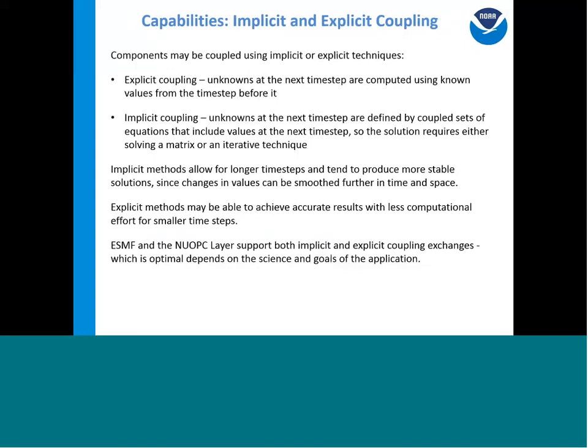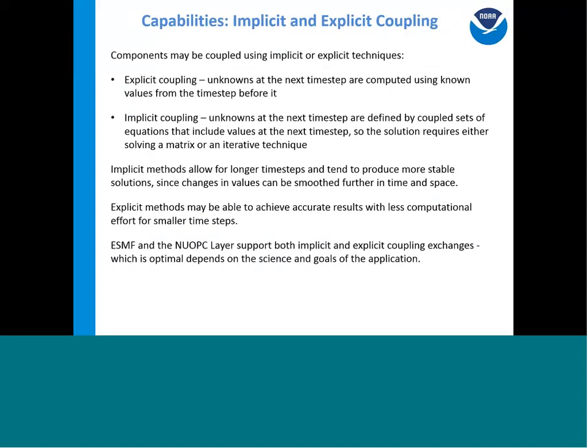There are also options for implicit and explicit coupling. Explicit coupling, and I'm sure all of you know this, means unknowns at the next time step are computed using known values from the time step before it. In implicit coupling, unknowns at the next time step are defined by coupled sets of equations that include values at the next time step as well. So the solution requires either solving a matrix or an iterative technique.